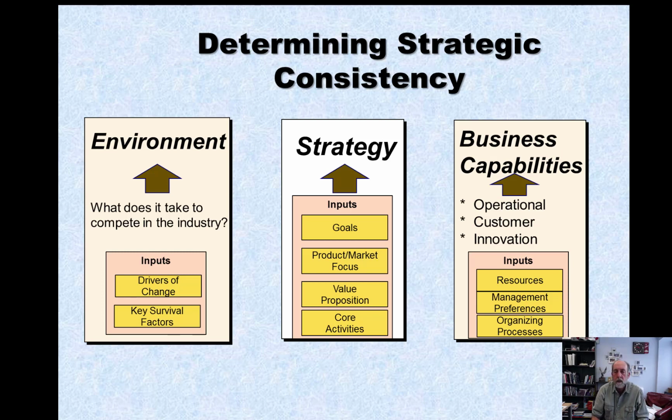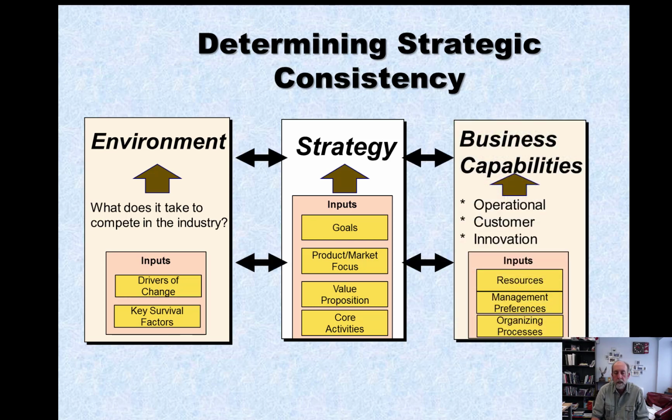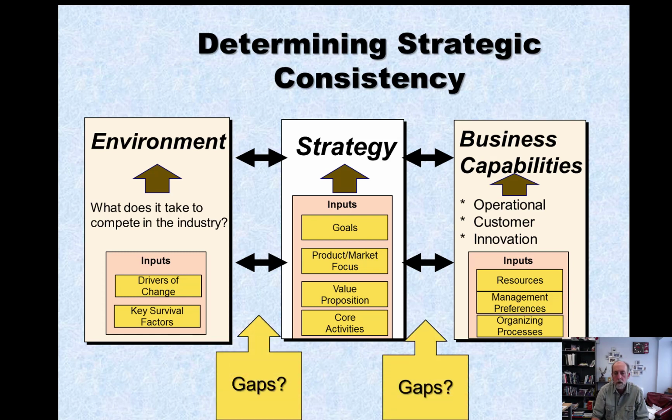Once you've got information in each of the three areas, then you can begin to compare across and look for fit. And what you're really looking for, are there any gaps? Does the strategy allow the firm to deal with what it takes to compete in the industry? Is it a reasonable position to try to put the firm in? And then do the capabilities support that strategy? So, our basic fit model.